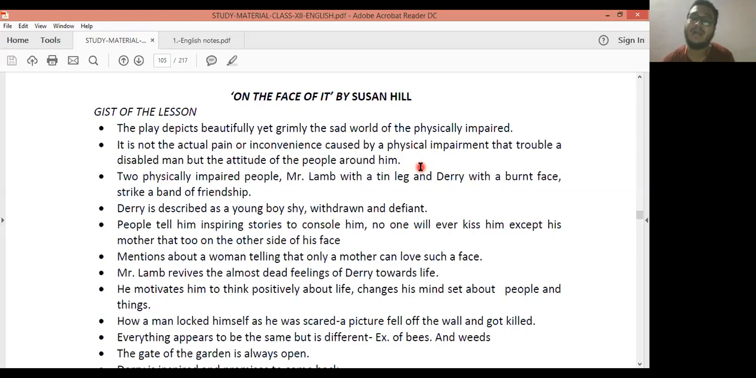Similarly, this people empowerment is not a big deal. The people around him, their attitude makes a difference to these people. Two physically impaired people, Mr. Lamb with a thin leg and Derry with a burnt face, strike a bond of friendship. So they try to create a bond of friendship. The similarity is there. He is also having some deficiency.